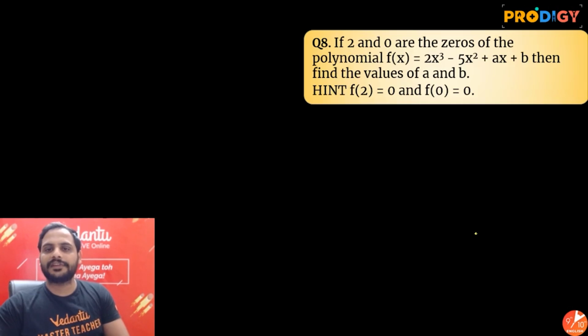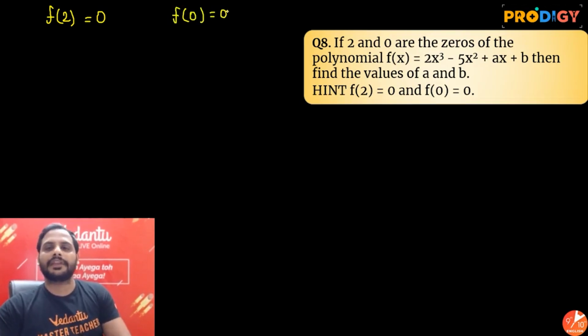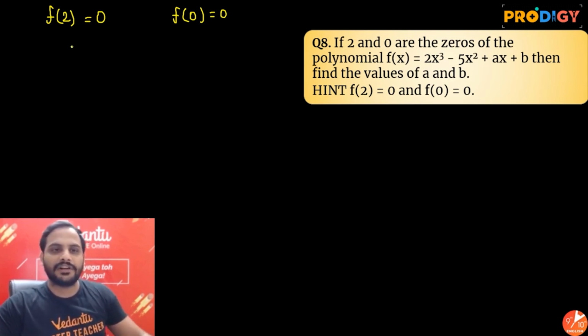Alright. Next question. If 2 and 0 are the zeros of the polynomial f(x), then find the values of a and b. So beta, I know, if 2 and 0 are the zeros, then f(2) will be equal to 0 and f(0) will also be equal to 0. Solve these two equations and find out the values of a and b.